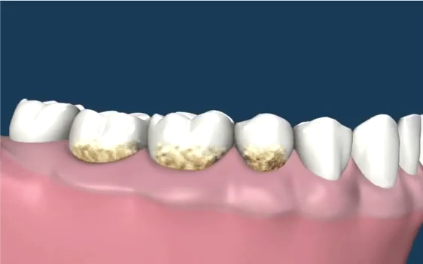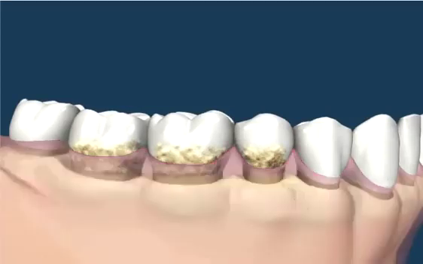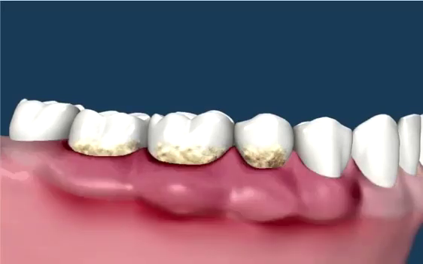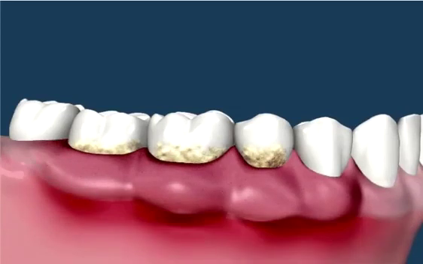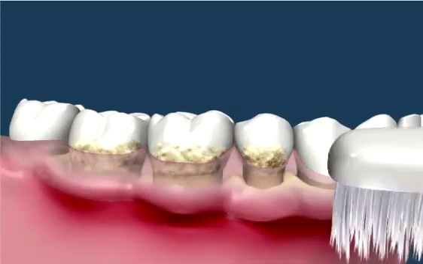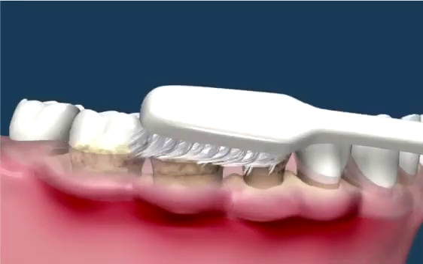Calculus or tartar can accumulate on teeth. The tissue responds with inflammation, creating red, swollen, and bleeding gums, as well as bone loss. Since the tissues are swollen, the bone loss will not be reflected by the gum level. Brushing with a toothbrush will remove the plaque, but will not remove the calculus, which is very hard. Calculus is sometimes called dental stone.